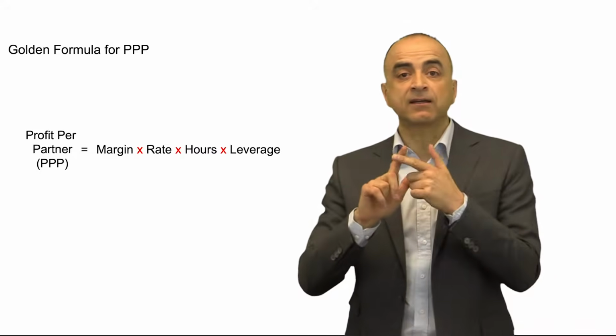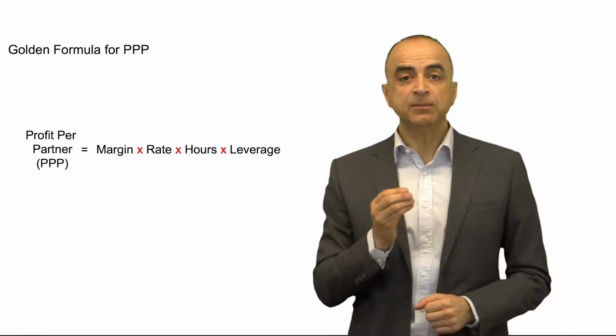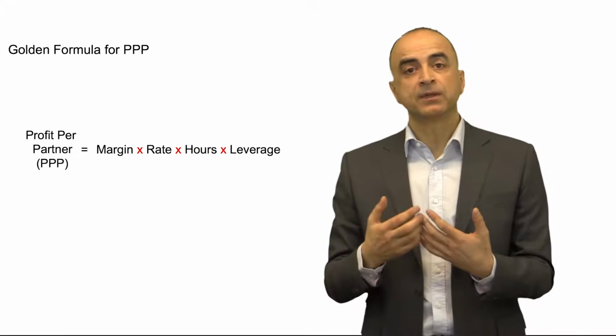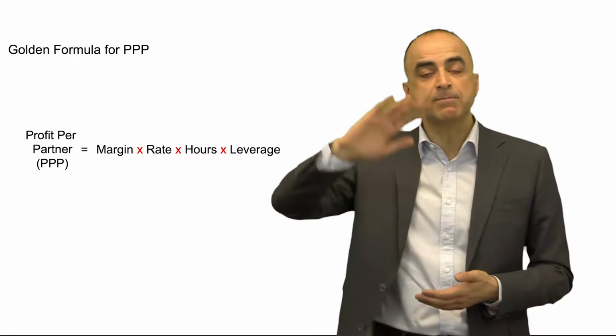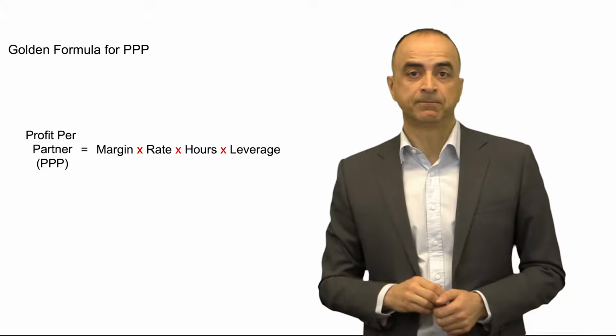Then we have the second factor, rate. What does the rate mean? This means you take all the rates of all the lawyers in the law firm, which means of partners and associates, and you make a blended rate out of it for calculation purposes.